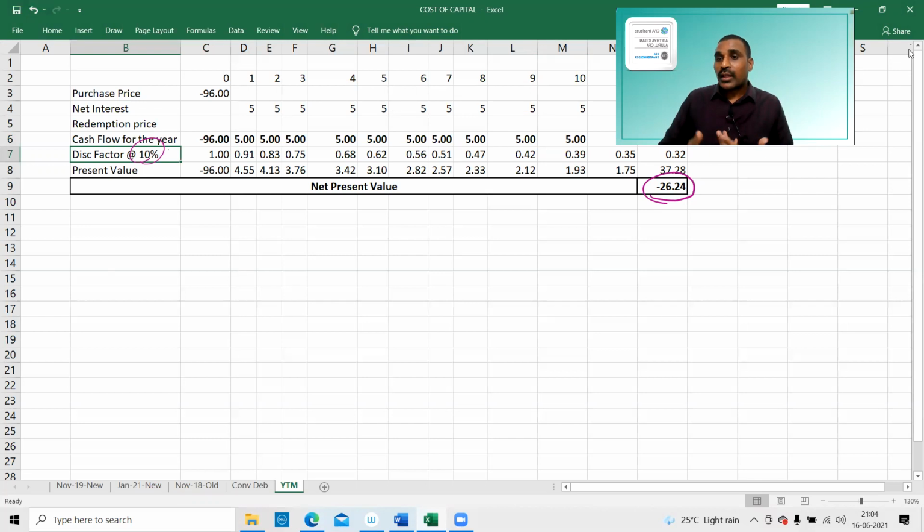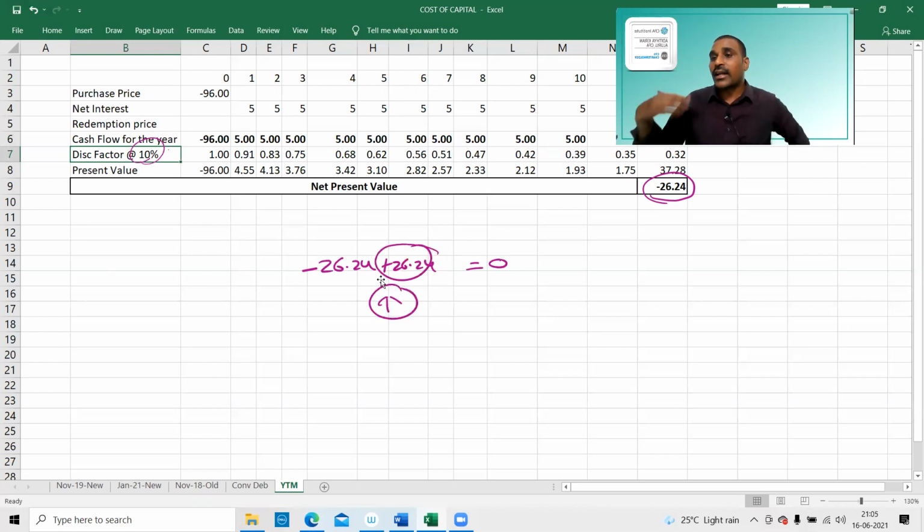Now, what should I do? Minus 26.24, I should bring it to 0. That means I should add plus 26.24. Yes or no? I have minus 26.24 and I want 0, so if I add 26.24, I'll get 0. That means I have to increase the NPV by 26.24. Already 26.24 negative is there. In order to make it 0, break even, I need to increase the NPV.